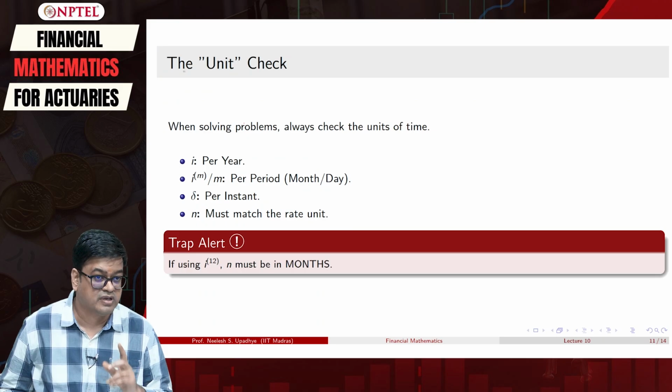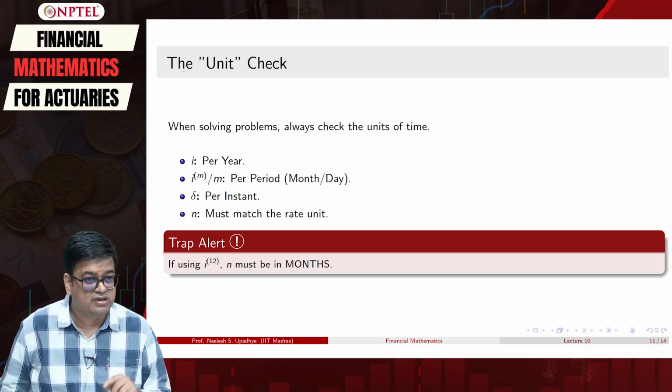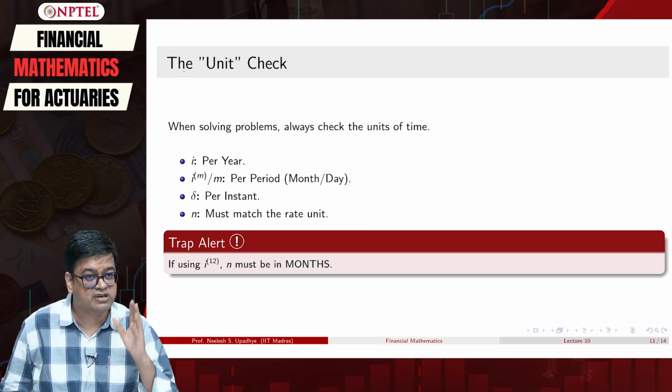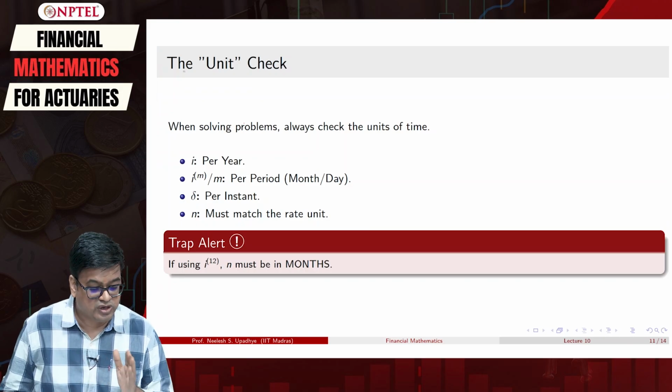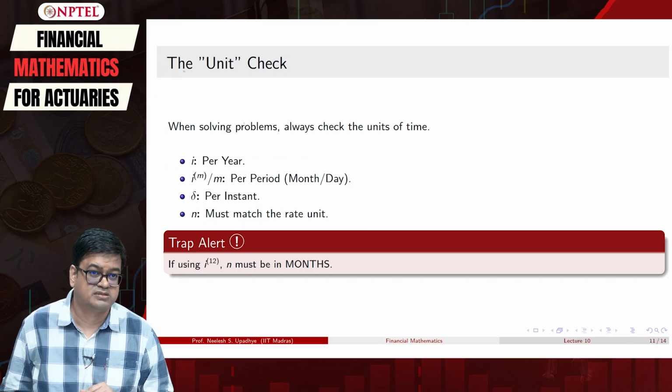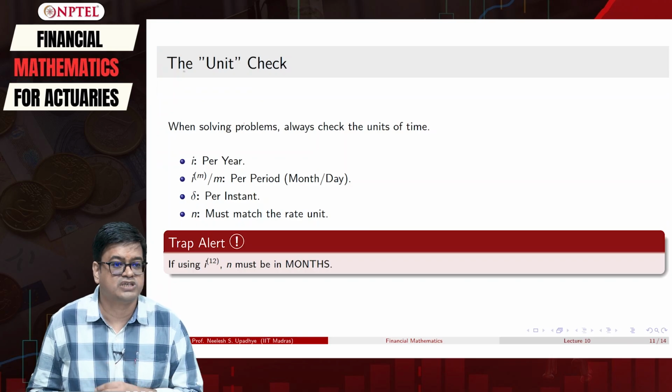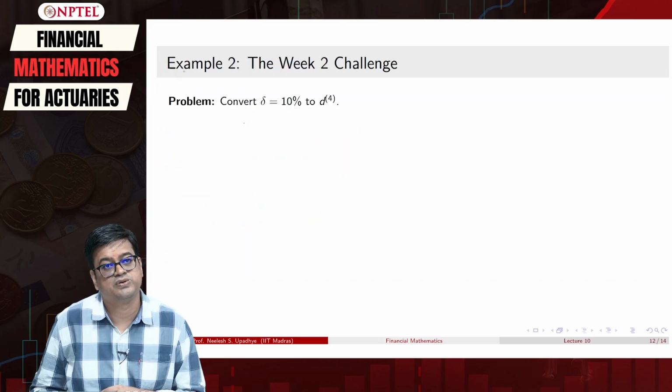And then if you look at this compounding frequency like I12, this 12 generally represents months, right. So, it is an annual compounding which is done monthly. So, n must be in months. Now, we will have a small week 2 challenge, which is example 2.